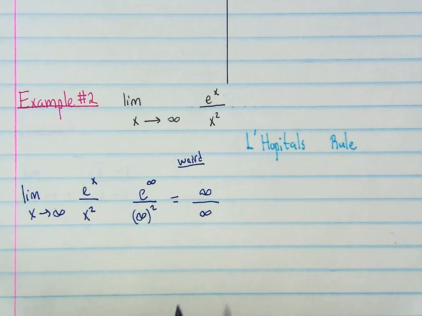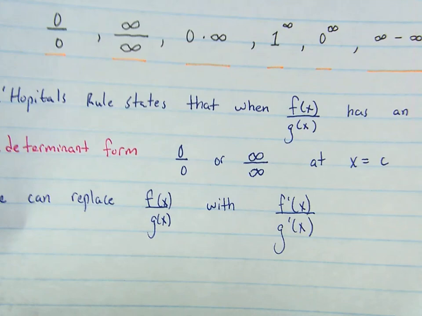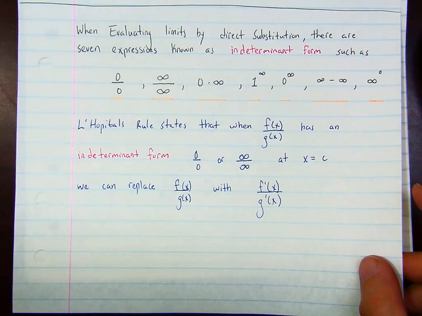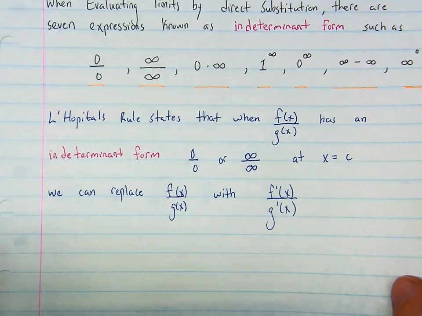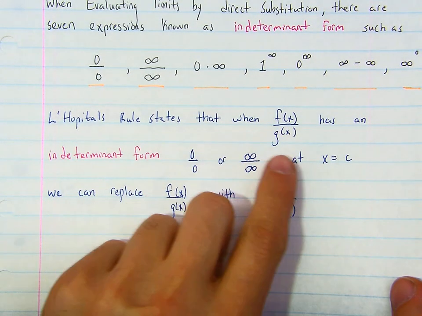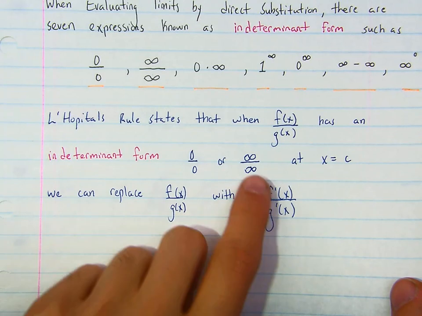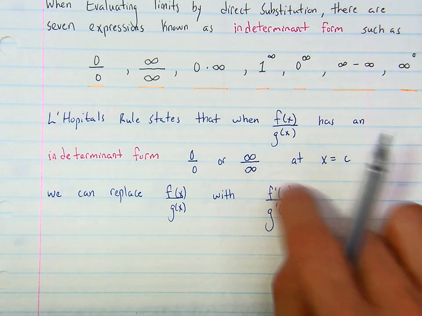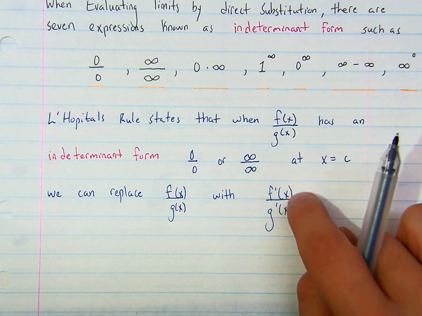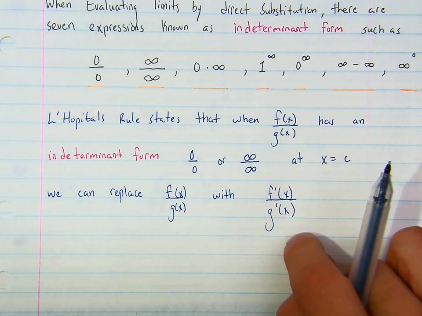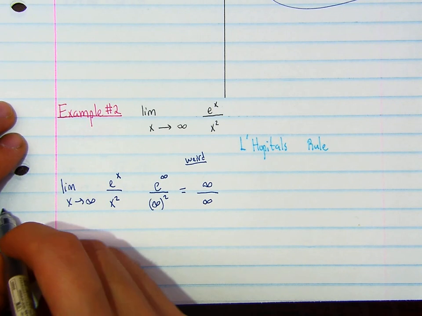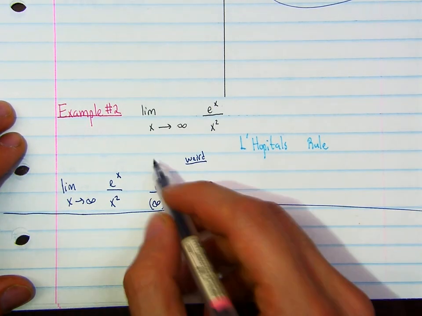Here, notice that we have this indeterminate form that we talked about before. Let me zoom out a little bit. This indeterminate form: L'Hopital's rule states that when f of x and g of x have the form of 0 over 0 or infinity over infinity, you're allowed to take the derivative of the top and the bottom. So here, let's try this again. Let's take the derivative of the top and the bottom.